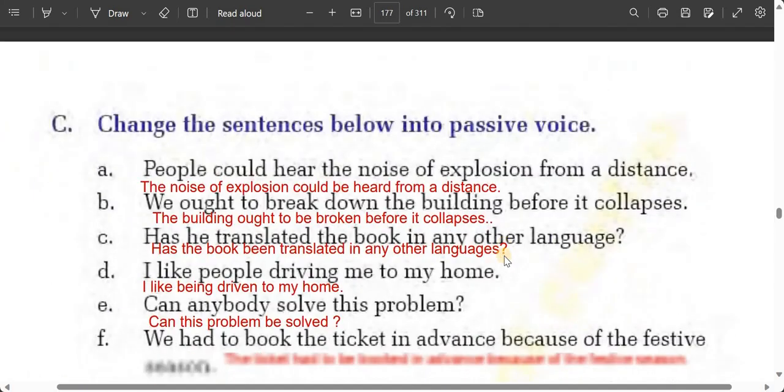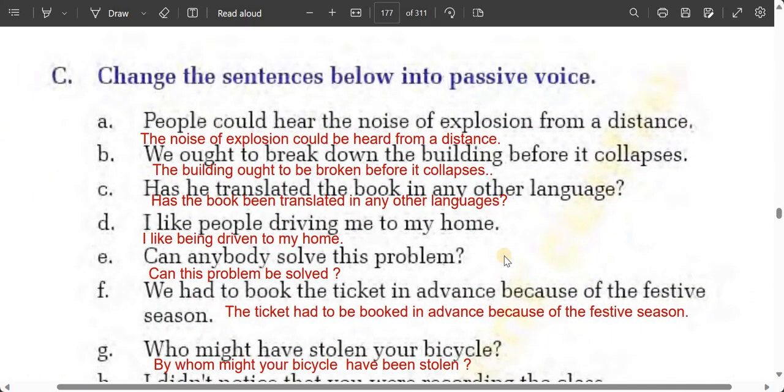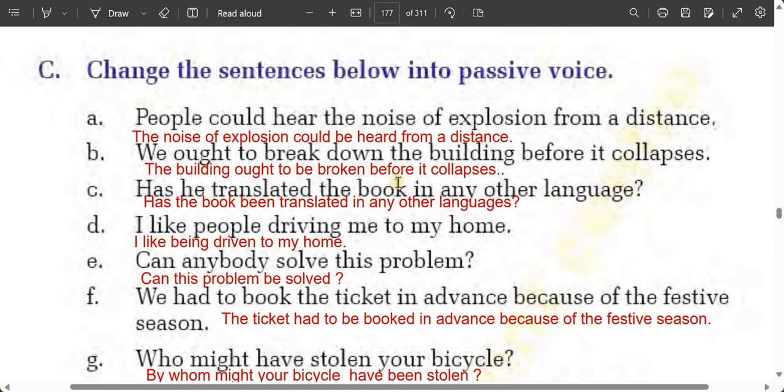Now, change the sentences below into passive voice. The first one is: People could hear the noise of explosion from a distance. The passive form is: The noise of explosion could be heard from a distance. Next one. We ought to break down the building before it collapses. The building ought to be broken down before it collapses.